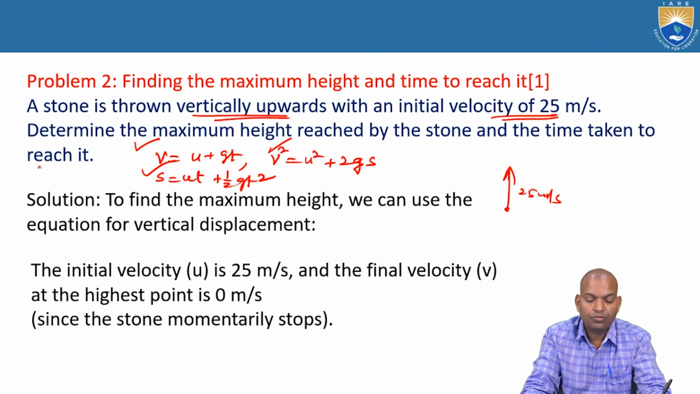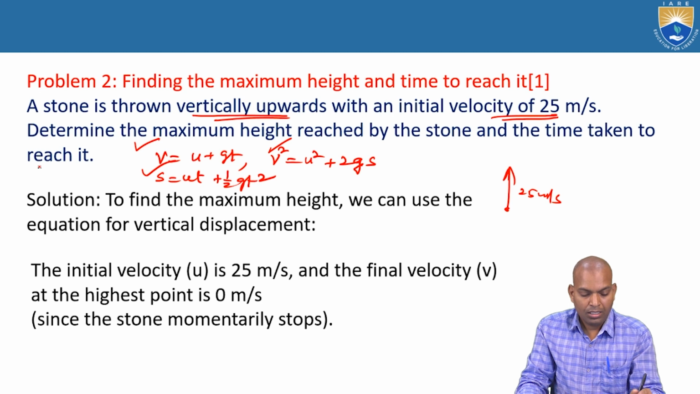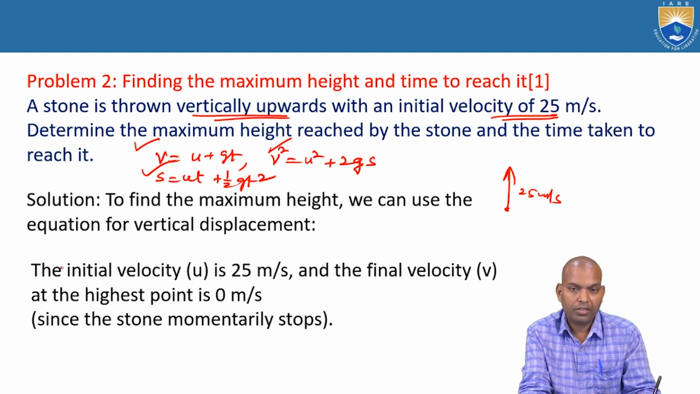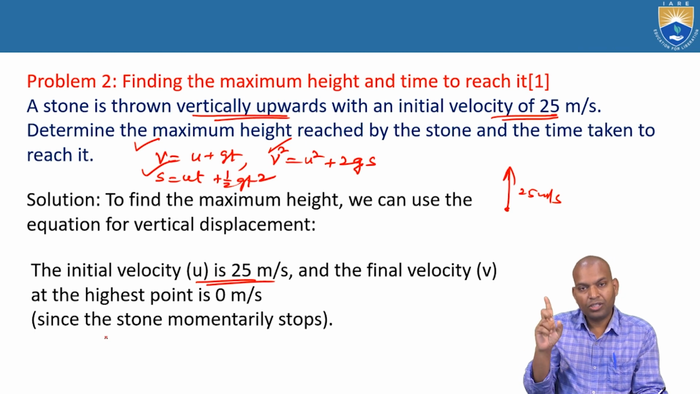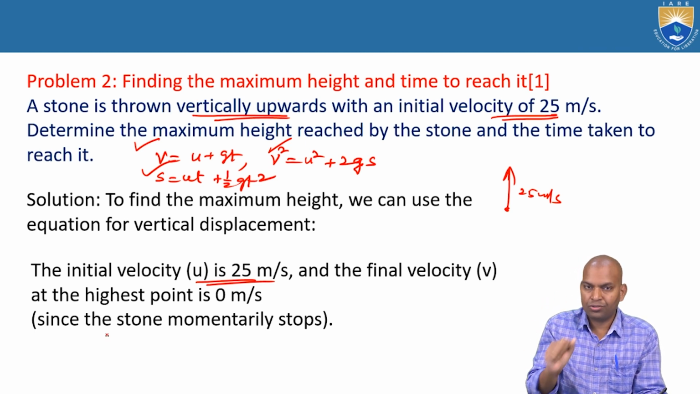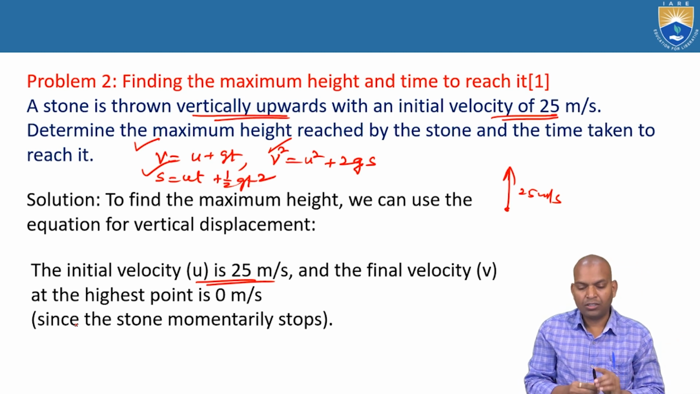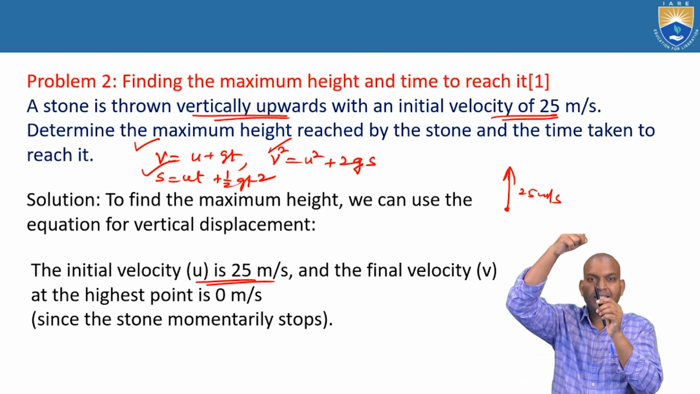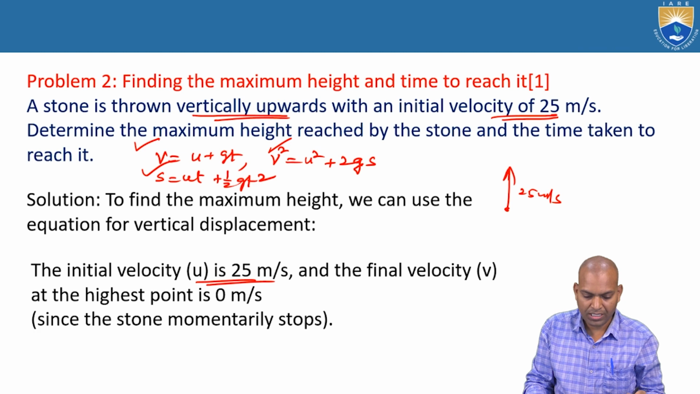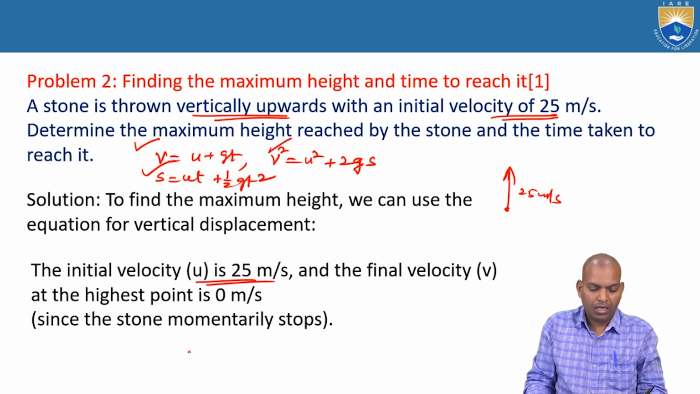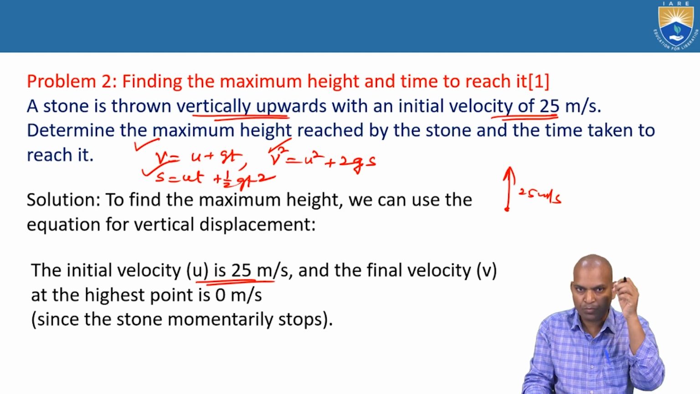So let us begin the solution. To find the maximum height, we are going to use the equation for vertical displacement. The initial velocity is 25 meters per second, and at the highest point the final velocity is 0. When it reaches the maximum height, the final velocity becomes 0, since the stone momentarily stops at that point, meaning it stops and then comes back.